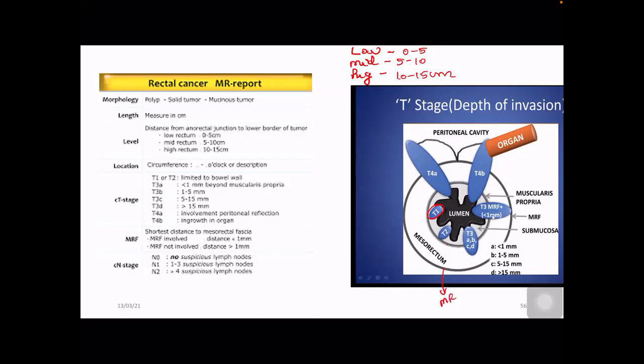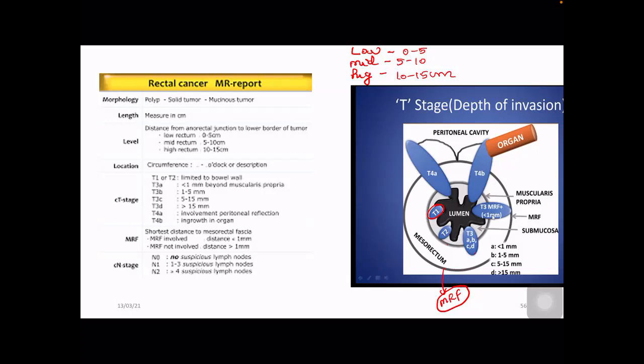What is MRF? It is one important structure which you must appreciate in the MRI rectum to correctly delineate the T stage, plus correctly delineate the circumferential resection margin, which is the most important margin to achieve in surgery for rectal cancers. This is the mesorectal fascia.